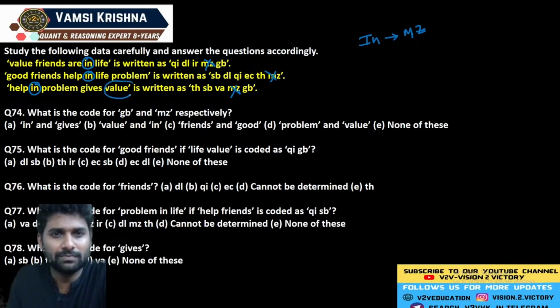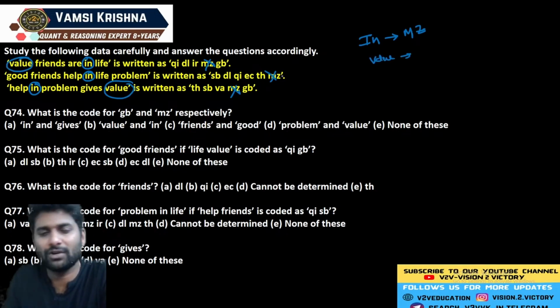Okay, let me take value. Value is repeated in first and last. What can be the code language for value? Not DI, QI, not GL, not IR. It's a GB. Value code language is GB.